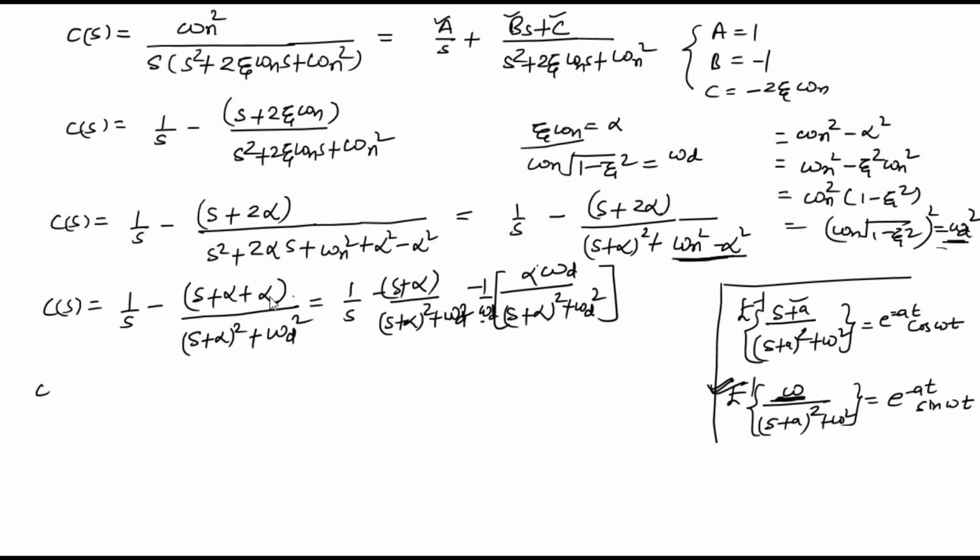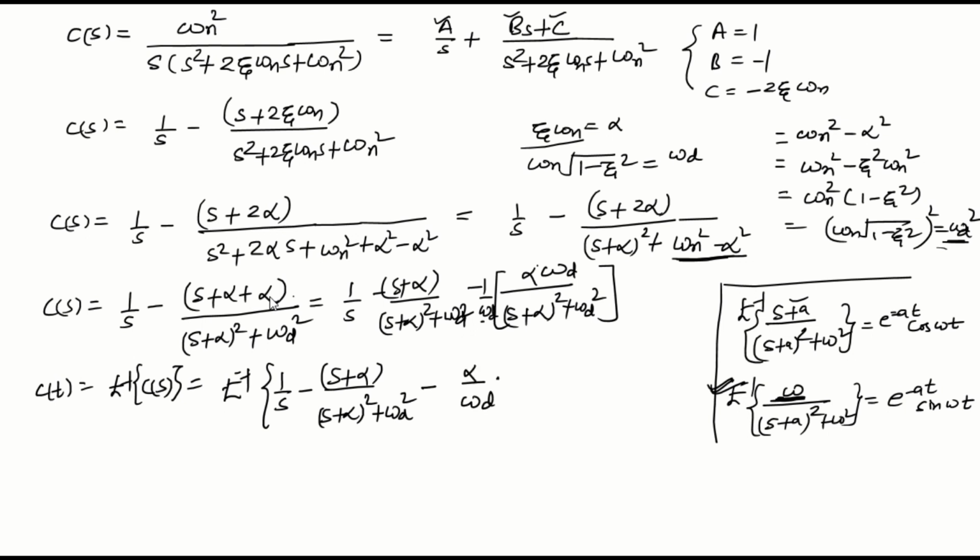So I'm writing c(t) is the inverse Laplace of C(s), which is the inverse Laplace of 1 by s minus (s plus alpha) divided by (s plus alpha) whole square plus omega d square, minus alpha upon omega d into omega d divided by (s plus alpha) whole square plus omega d square. Now I can take the inverse Laplace of this standard form.